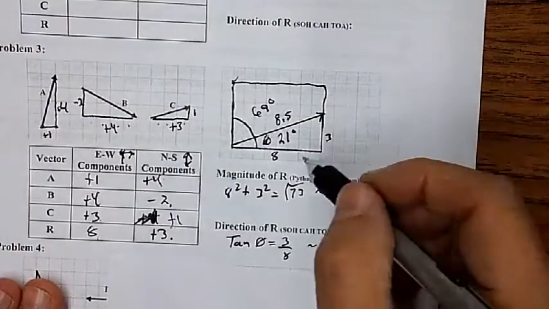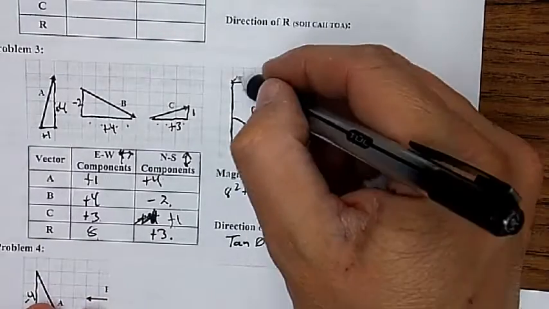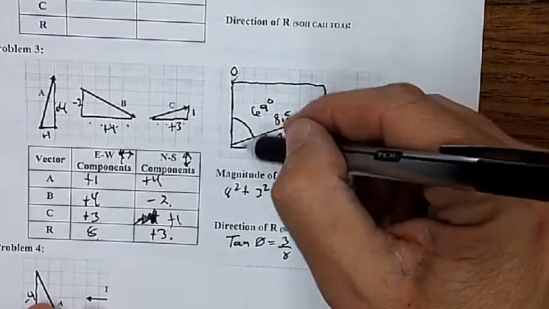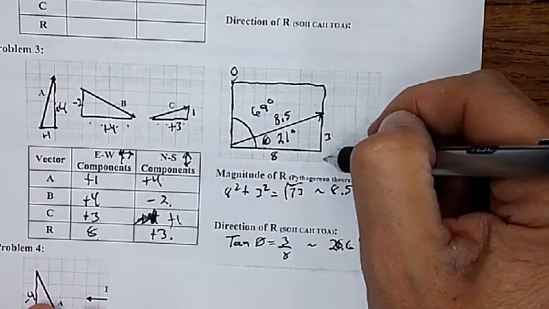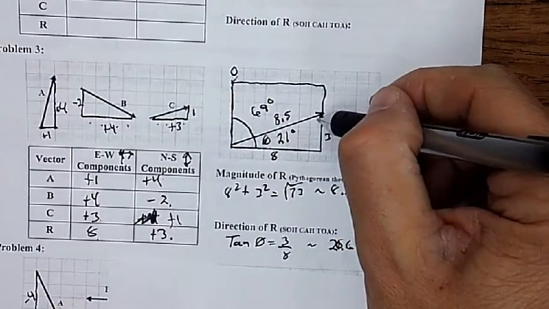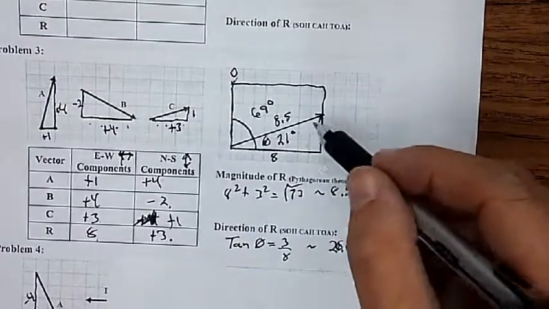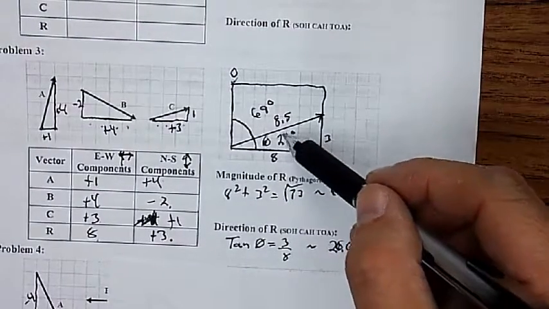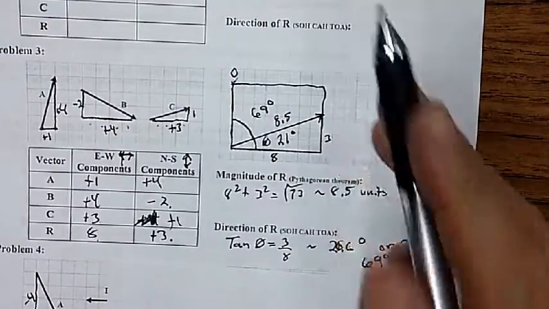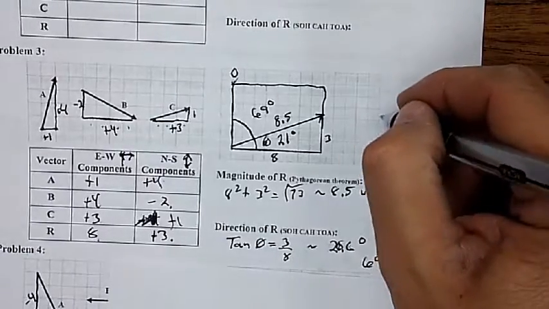Now, what we're going to talk about tomorrow is a 360 degree angle, where going straight up is 0 degrees. If I know this is all 90 degrees, and it's going to the right, then 90 minus 21 gives me 69 degrees, and we're going north, up and to the side, northeast. So that's what we're going to cover tomorrow in class.